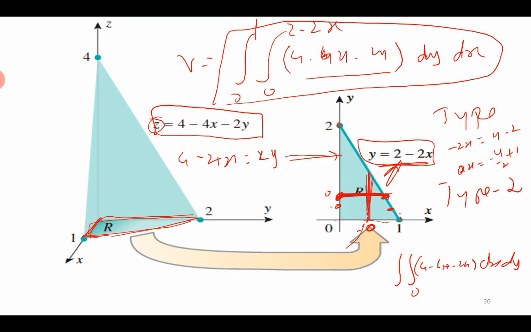So 1 minus y over 2. What will be the upper limit of x? And the range for this direction for constant limit is 0 to 2. This way you can do it in type 2 integration. Fine.